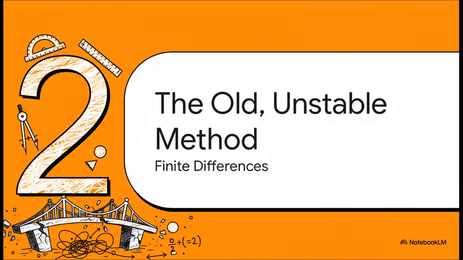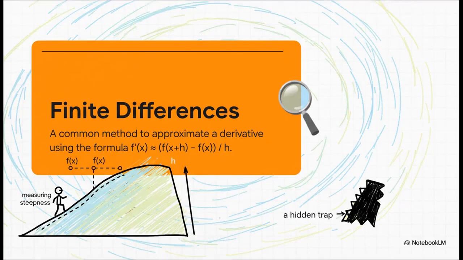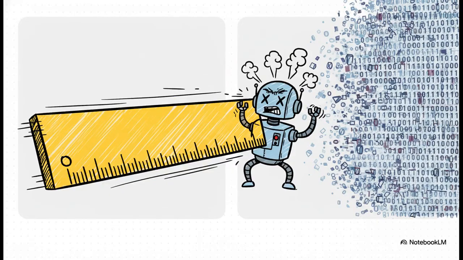Okay, so let's look at how people used to tackle this. And you're going to see pretty quickly why it was, well, let's just say it was fundamentally flawed. The classic approach is something called finite differences, and honestly, it's pretty intuitive. It's kind of like trying to measure how steep a hill is by taking one tiny step forward and seeing how much your height changed. Seems simple enough, right? But there's a hidden trap. This reveals this huge paradox.